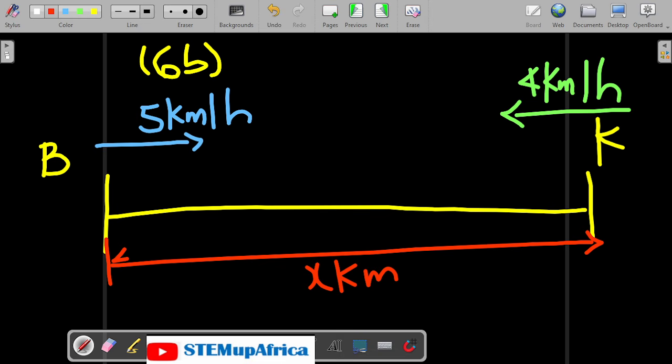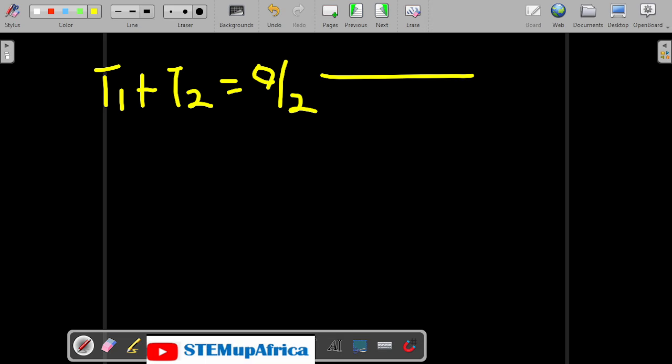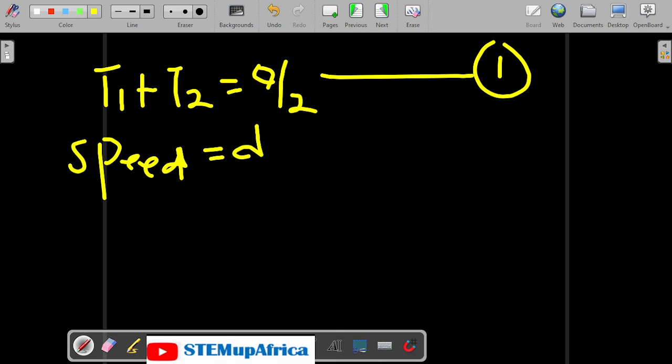So the question is, what time did he spend in going? I don't know, let's call it T1. What time did he spend in coming back? Let's call it T2. I know that the total time spent on the journey is 4.5 hours, which is 9/2. It simply means that I will have T1 plus T2 equals 9/2. That is the total time spent in going and coming. So we know that speed is simply distance over time.